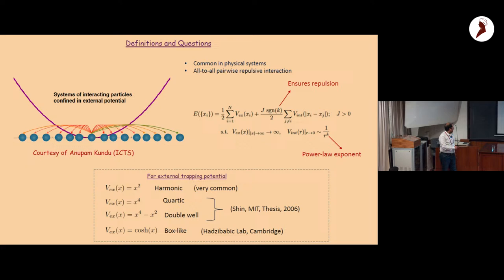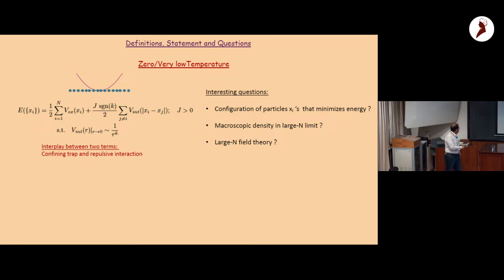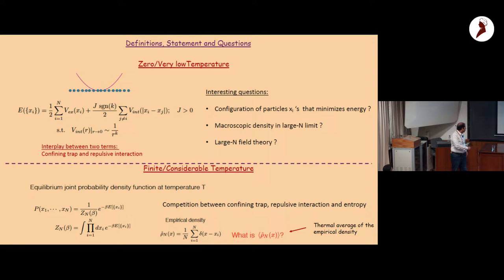So what are the questions? Natural questions are, at very low temperatures or at zero temperature, there's clearly an interplay between confining trap and repulsive interaction. And you can ask, what are the configurations of positions of particles that minimize the energy? What is the macroscopic density in the large N limit? And is there a large N description of this model? These are some natural questions that arise. And if you have considerable temperature, which I'm not going to consider in this talk, you can have entropic effects in addition to repulsive interaction and confining trap. But we'll stick to a regime where the temperature is small enough so that the entropy is not important.